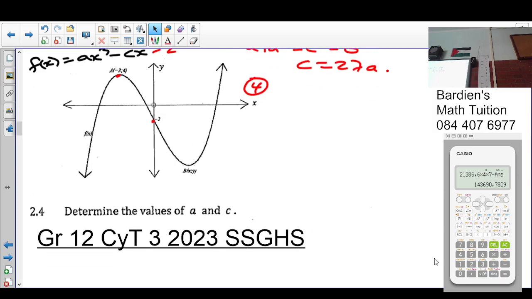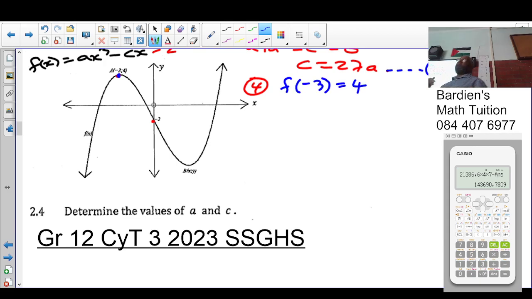Okay, so we got an equation for a and c here. In other words, we just need to generate another equation. As we know, this is actually a point on the graph, so we know that f of minus 3 is going to give you an answer of 4. Or if I substitute x is minus 3 in the equation, I get the value of 4.